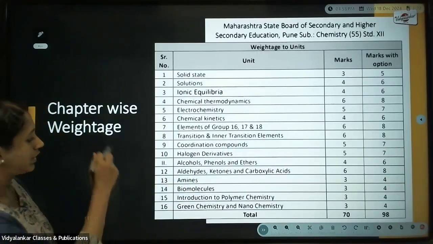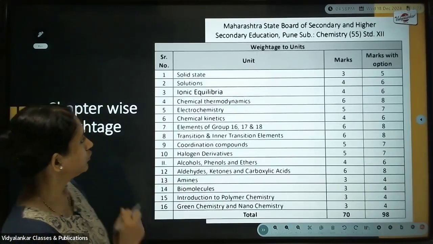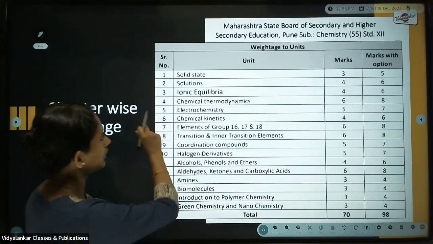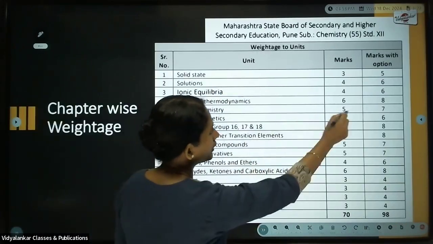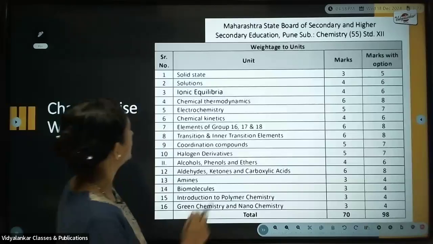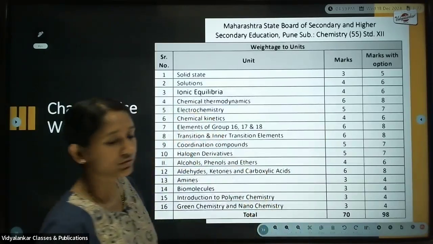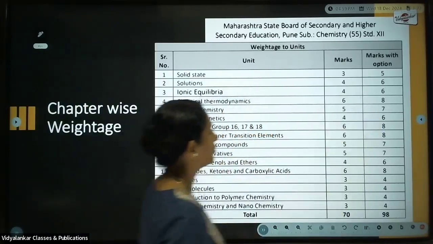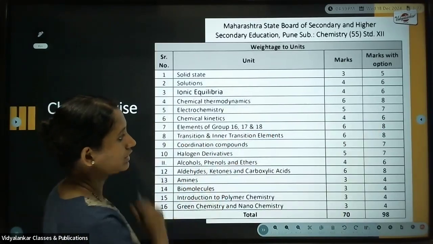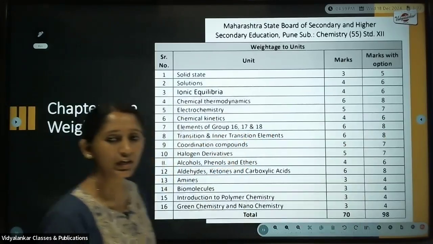There are a total of 16 chapters in chemistry. If you observe the slide properly, you will find a few topics with the most weightage. For example, chemical thermodynamics. Here the marks are given without option and, on the other hand, with option. For chemical thermodynamics, the total weightage without option is 6 marks and with option is 8 marks. Similar to this chapter, we have one more, elements of group 16, 17, 18, where without option it is again 6 marks and with option it is 8 marks.